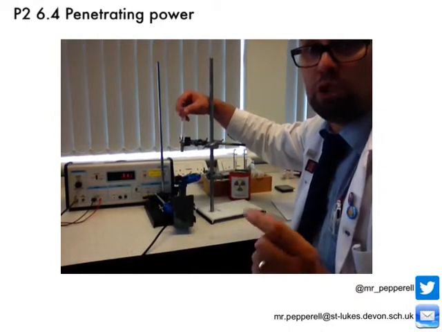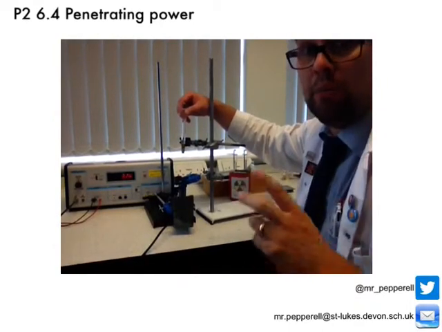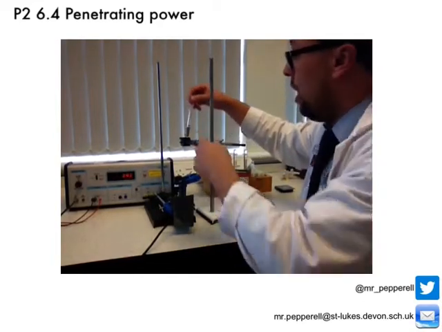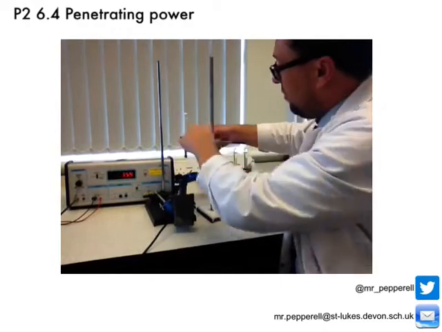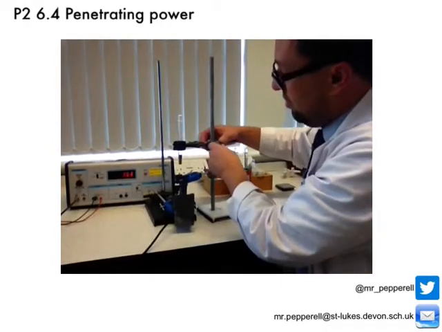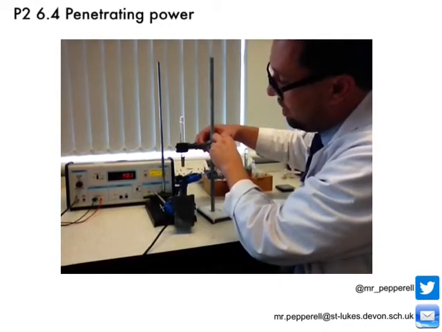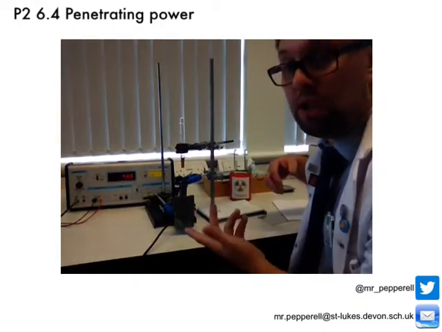So our alpha is stopped by a couple of centimetres of air. Beta, 30 centimetres of air. Gamma, unaffected by that, okay? But what about its penetrating power looking at different materials? So let's just bring it over the top here. So I've got that in position now. We can see that count rate's going up quite nicely now, actually.